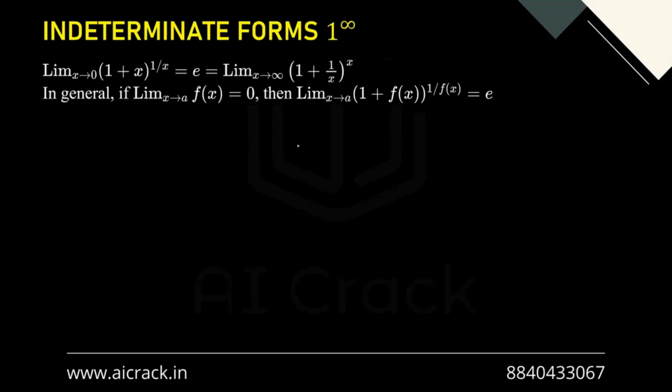Now generally it looks like this one, (1 + f(x)) raised to the power 1 by f(x), where f(x) is also going to 0. In that case, this result also yields e.